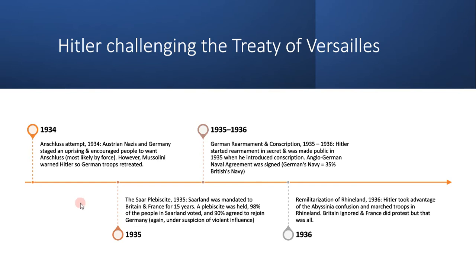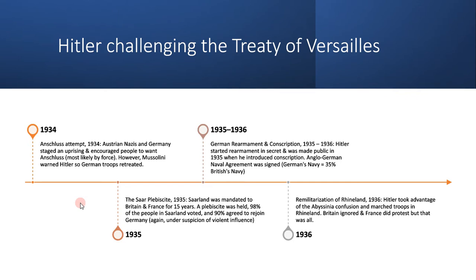So in 1934, there was an Anschluss attempt. I'm sorry if I pronounced that wrong, I don't know how to pronounce it. Anschluss is basically an alliance between Austria and Germany. The Austrian Nazis, Austrians who supported the Nazis, and Germany tried to stage an uprising and encourage people to want Anschluss, most likely by force. They stormed troops over Austria and they threatened people: if you don't want Anschluss, then you're going to get beaten up.